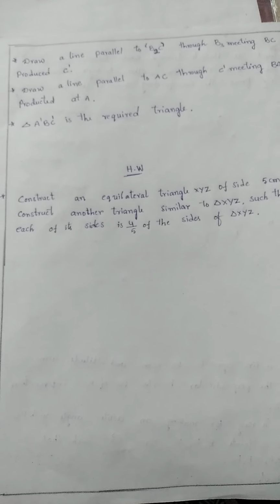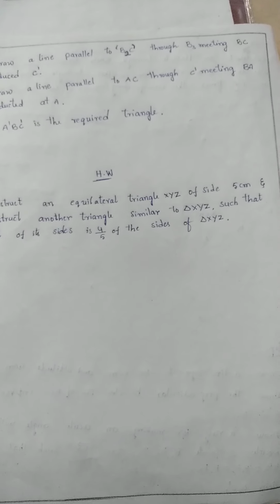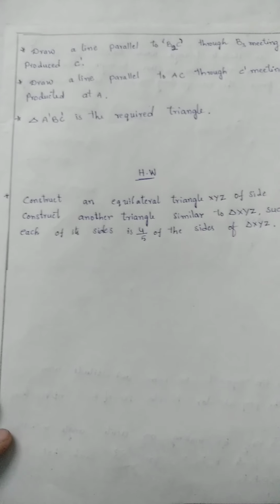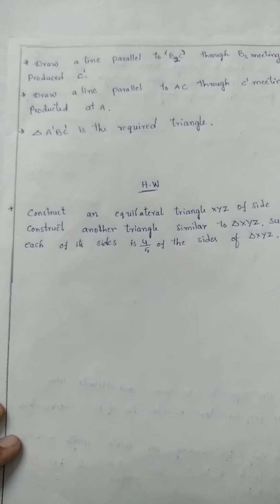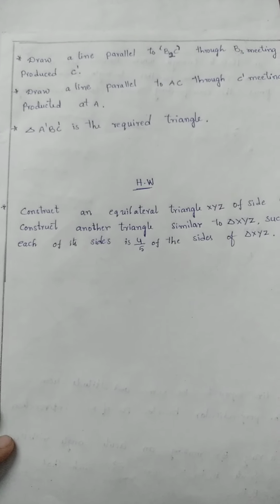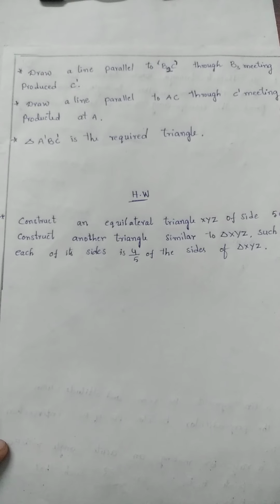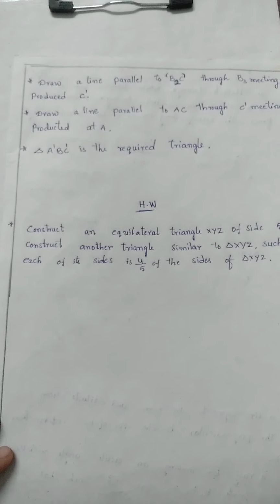Okay children, already here I gave the homework. Construct an equilateral triangle XYZ of side 5 centimeters and construct another triangle similar to triangle XYZ such that each of its sides is 4 by 5 of the sides of triangle XYZ. Okay children, it is another construction.